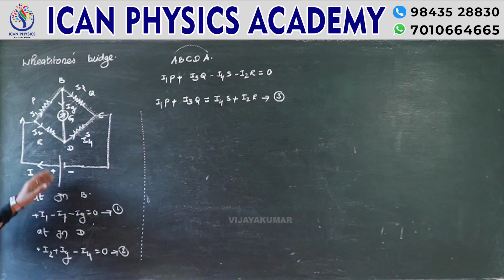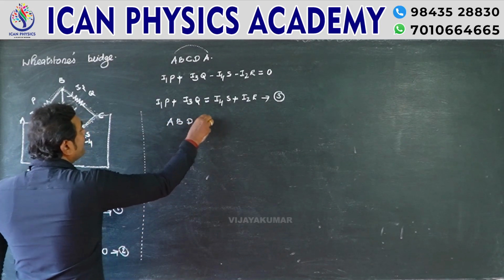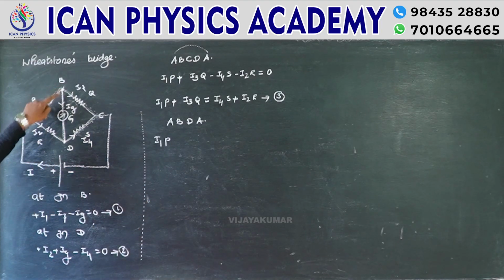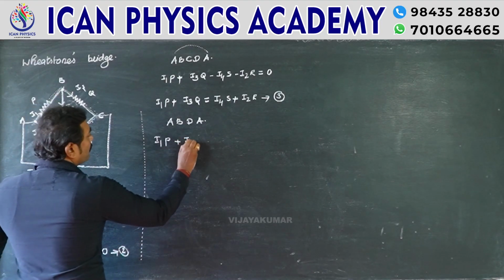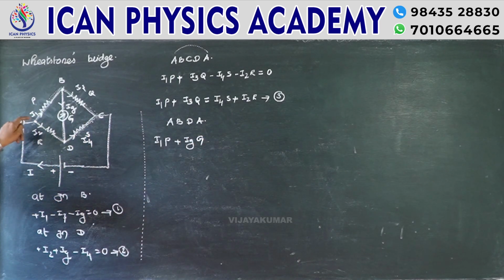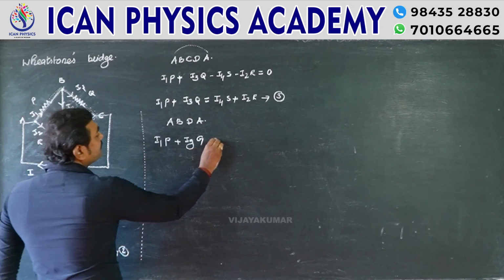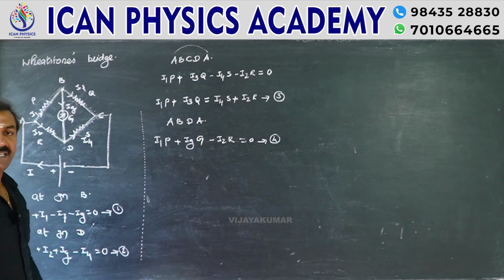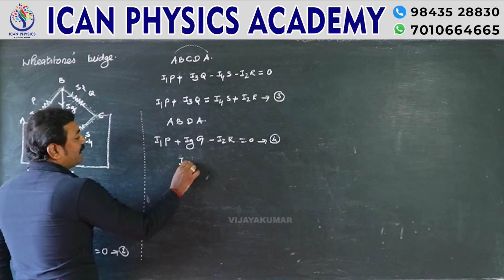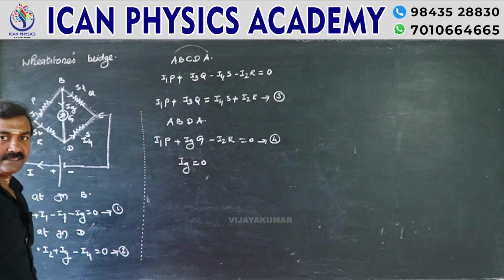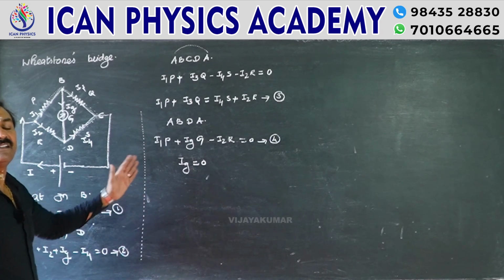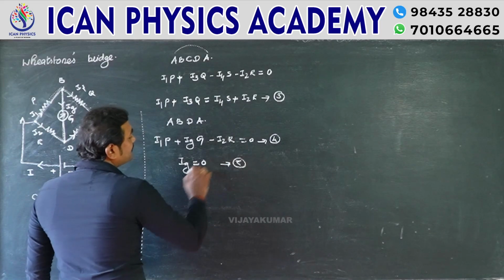Now I want to go to the next closed circuit, A, B, D, A. So A to B, I1P. B to D, IgG. D to A, but the current is flowing in the opposite direction, so minus I2R, that is equal to 0. Now it's equation number 4. When is the Wheatstone bridge said to be balanced? When the galvanometer is at zero deflection, or does not give any deflection, or when the current flowing through the galvanometer is 0, then the Wheatstone bridge is said to be balanced. Now it's taken as equation number 5.